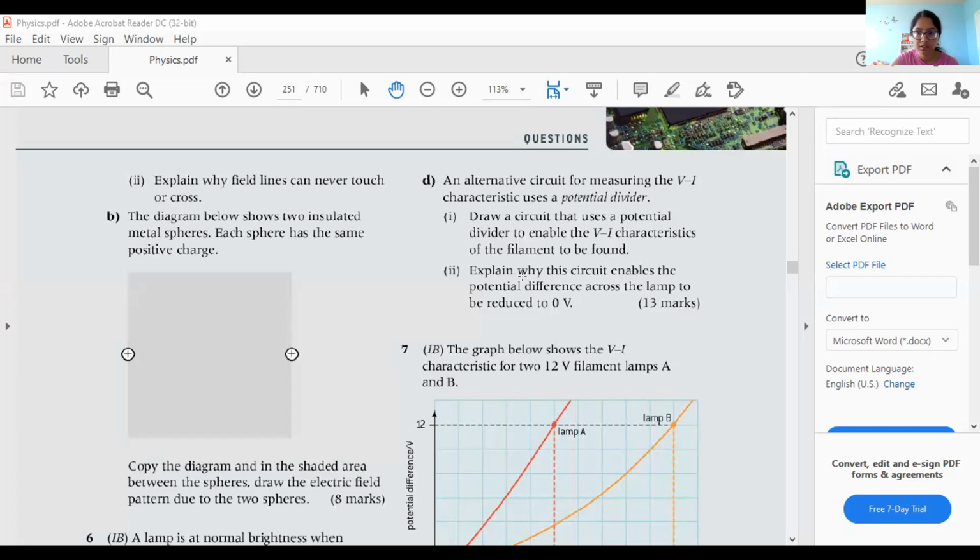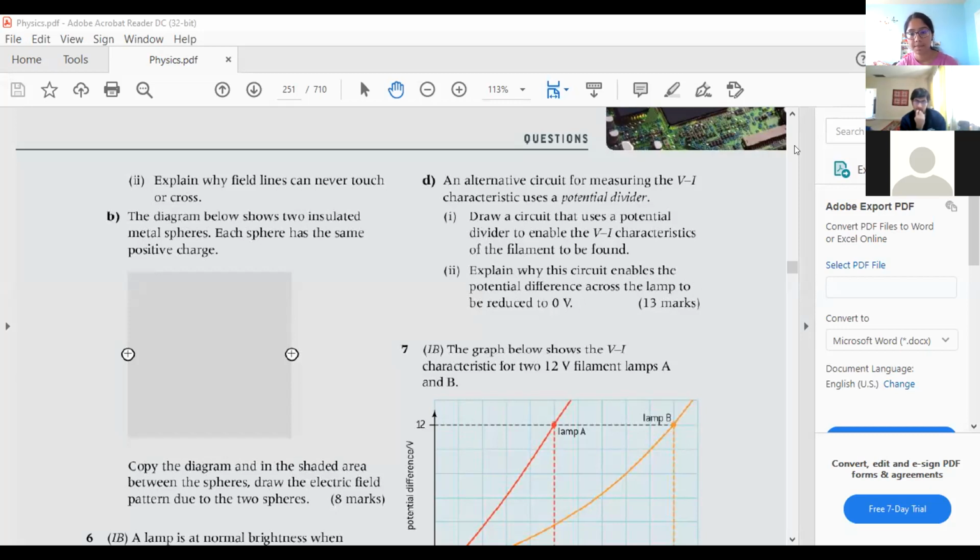Okay, and the second part: explain why the circuit enables the potential difference across the lamp to be reduced to 0 volts. Wouldn't it still not be able to? Because the first resistor can't have infinite resistance, right? That first resistor would have finite resistance, but it would have all 12 volts going through it, though, right? The first resistor, yes.